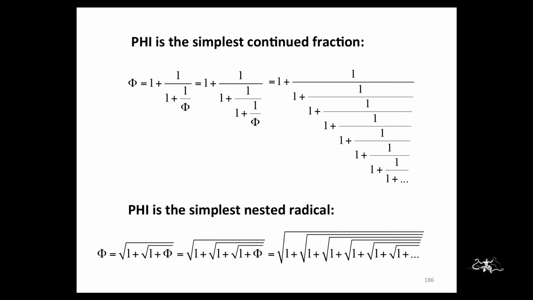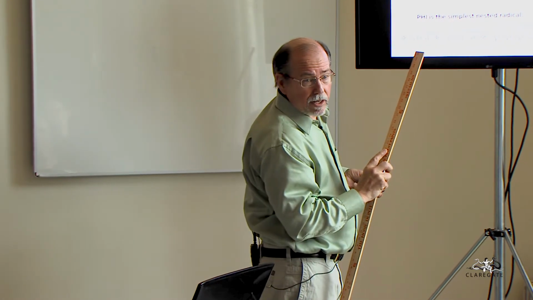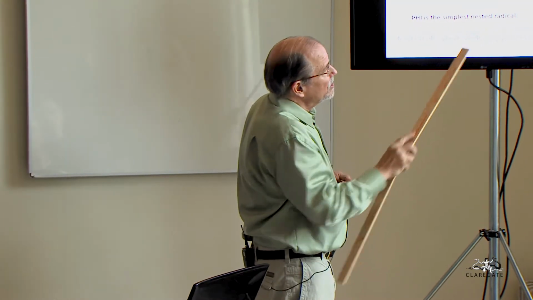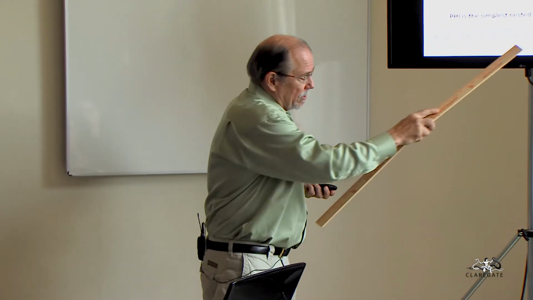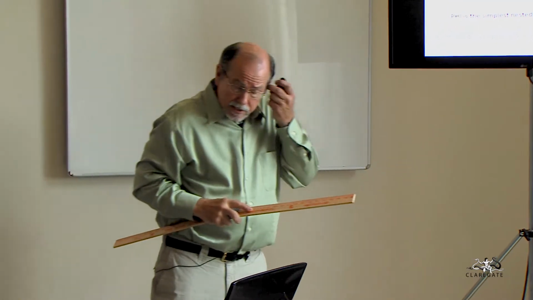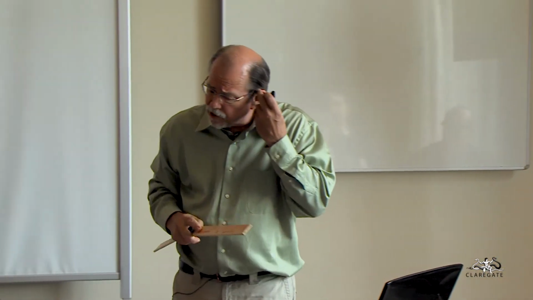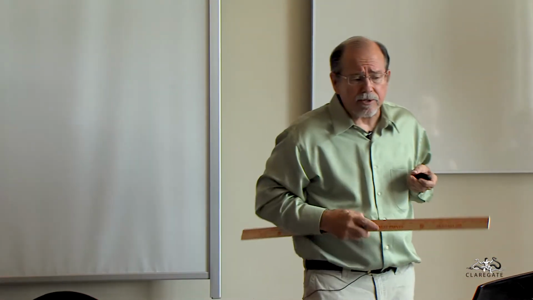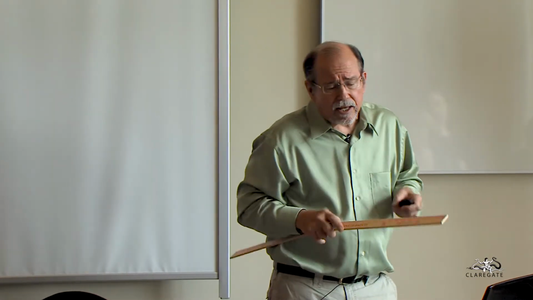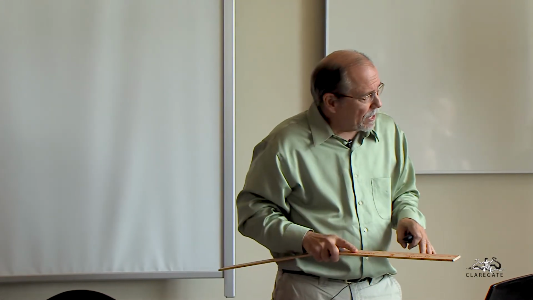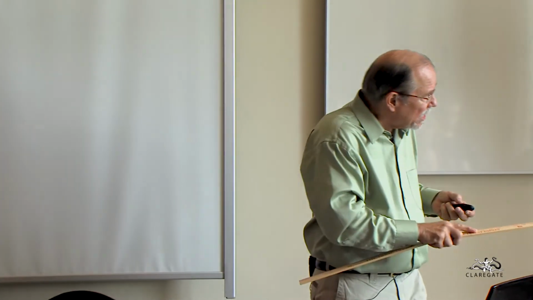Take a look at this. It equals 1 plus 1 over 1 plus 1 over 1 plus 1 over 1 plus... My God. It's the simplest nested radical. Take a look. It is the most irrational of all the irrational numbers. Maybe I can sum up some of the languages coming up. And that gives stability, and therefore in physics it is the key for stability in physics.